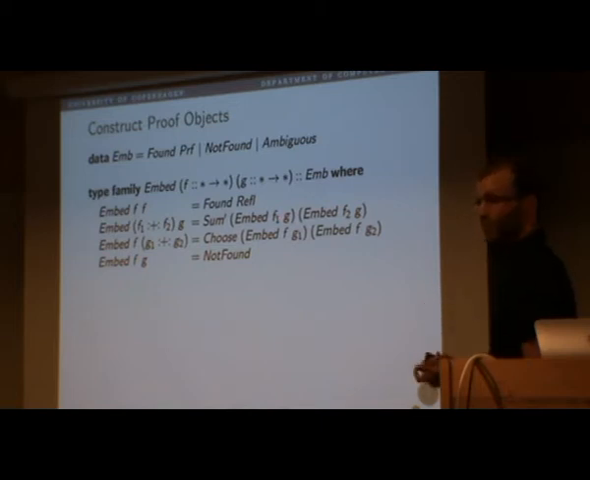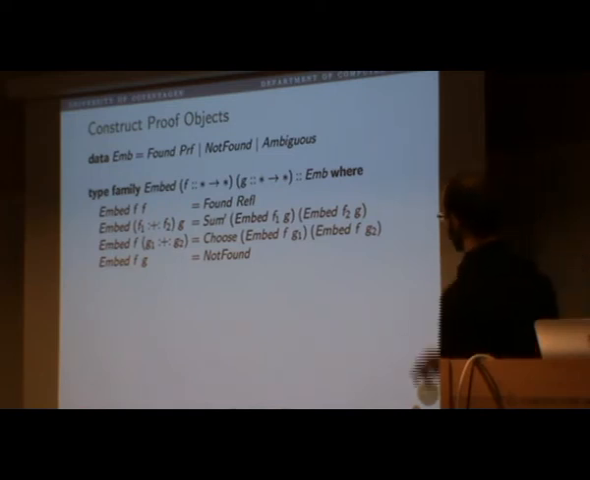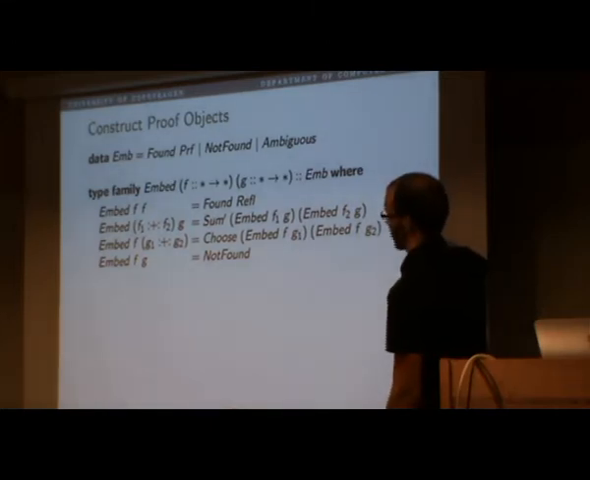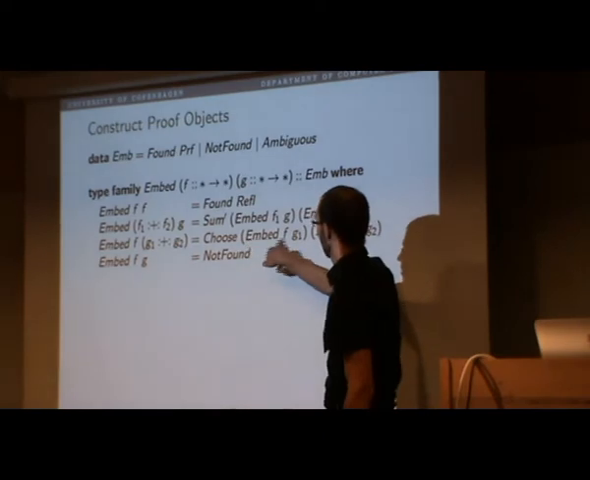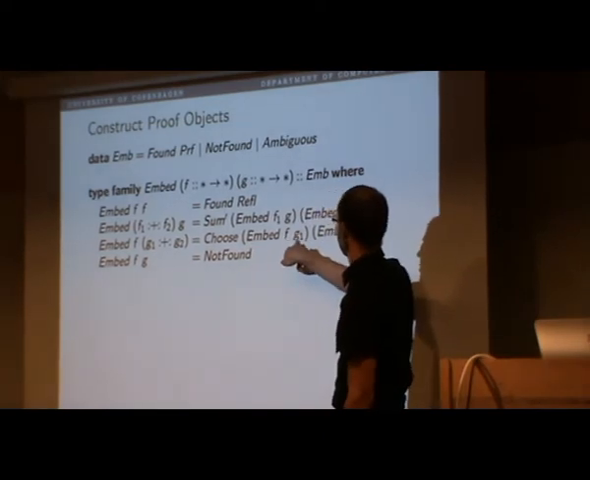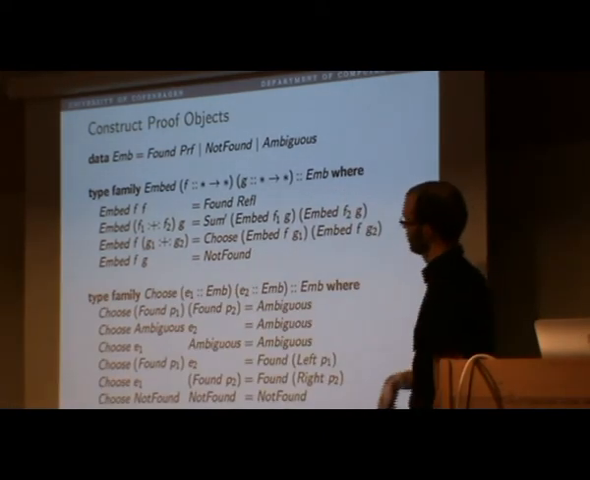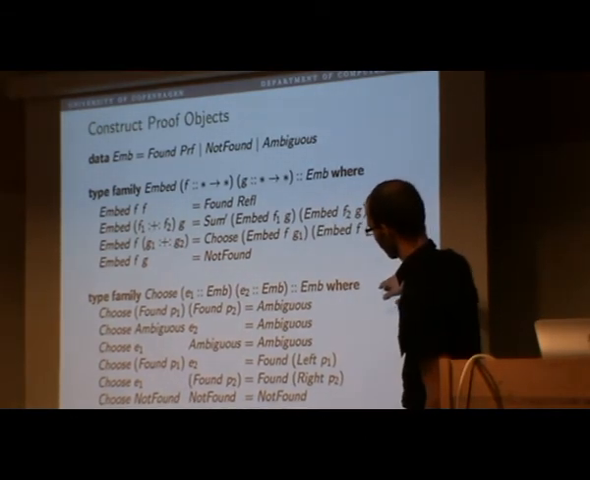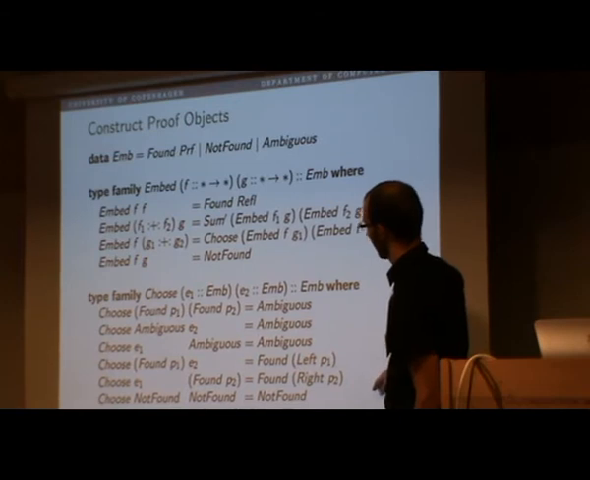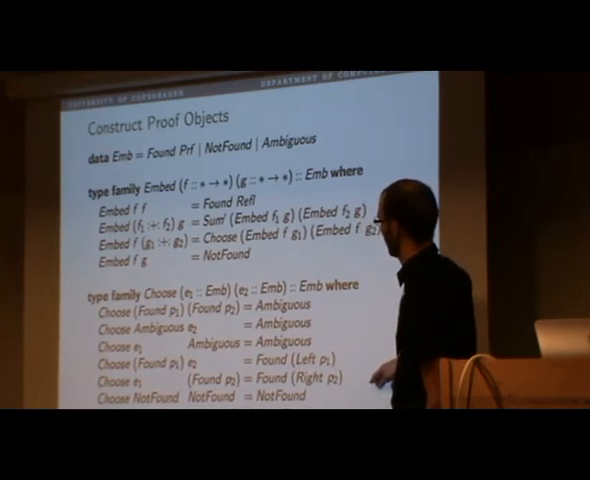And then if they are successful, we combine them using the sum constructor. And this is where some of the backtracking happens, where we go to check whether we actually find embedding into the right-hand side of the sum, so f into g or f into g2. So we use this choose family, which is defined separately. Here we already discover some ambiguity.